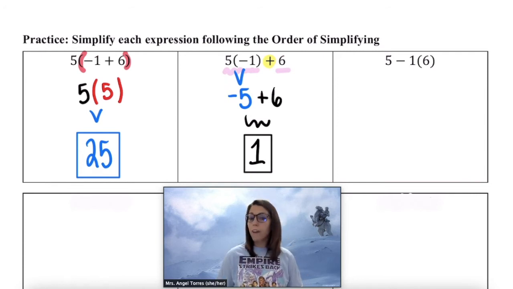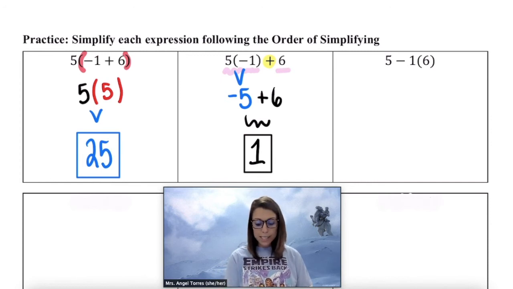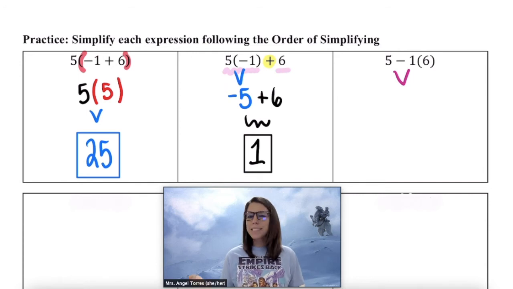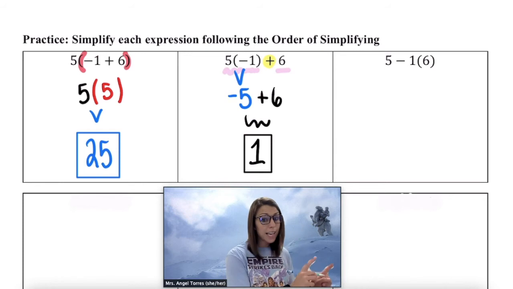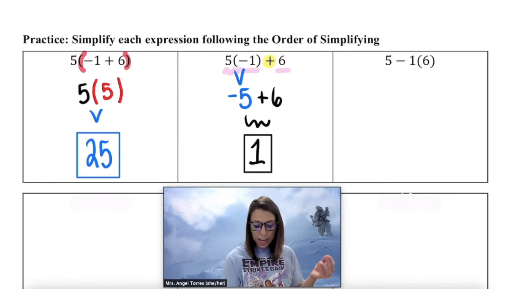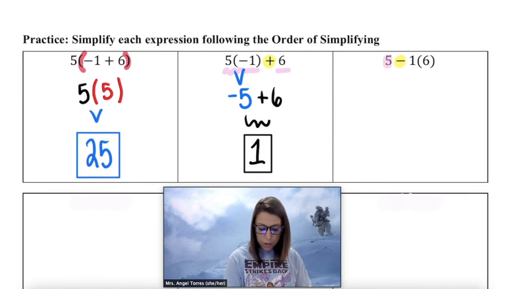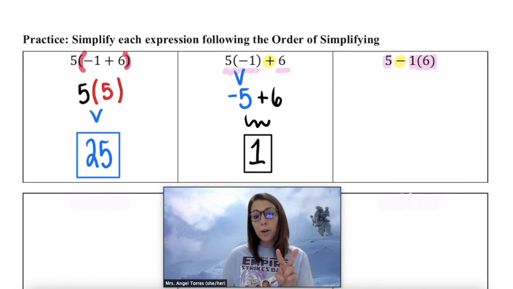Last one, 5 minus 1 times 6. Now be careful here. The most common mistake that students make is just reading this as 5 minus 1. But it's not 5 minus 1. It's 5 minus 1 times 6, which means if we look at this carefully, this is subtraction that is separating two terms, 5 and this product. That second term is unsimplified.